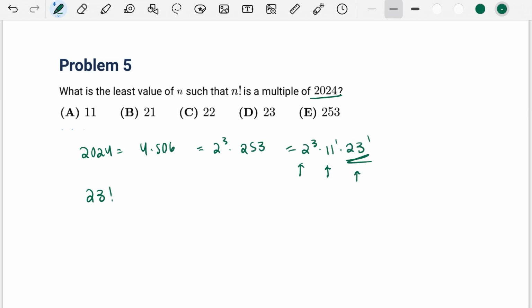And we know that for n factorial, for any n smaller than 23, it's not going to have 23 as a factor. So that means that 23 factorial is the best we can do. So n equals 23.